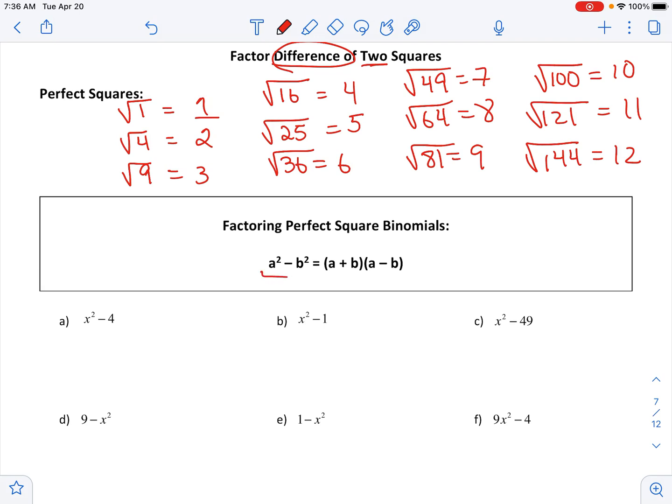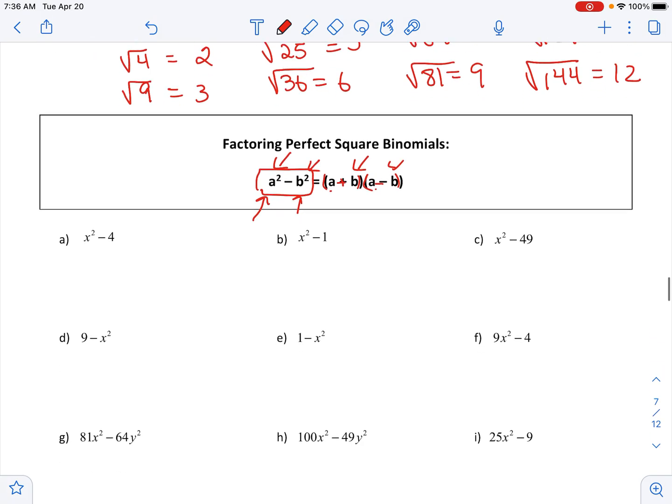So you're going to see something in this form: something squared minus something else squared. And the way that you factor it is it's going to factor into two parentheses. One is the square root of the first term, and then one sign is a plus, the other sign is a minus. And the second term is the square root of the second term in the original problem. So let's go through a couple problems here.